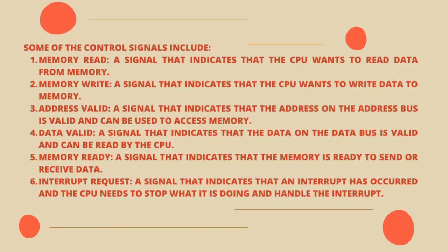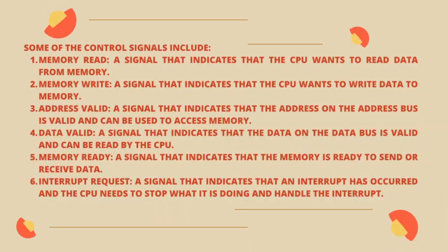The control bus transmits control signals such as device interrupt signals, byte enable signals, memory read or write signals, and status signals. The first signal is memory read, a signal that indicates the CPU wants to read data from memory. Another is memory write, a signal that indicates the CPU wants to write data to memory. Third is address valid, a signal that indicates that the address on the address bus is valid and can be used to access memory. The fourth one is data valid, a signal that indicates that the data on the data bus is valid and can be read by the CPU.